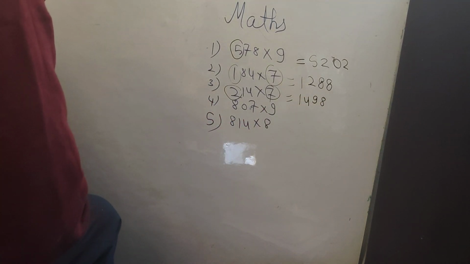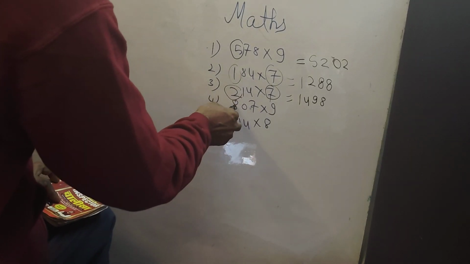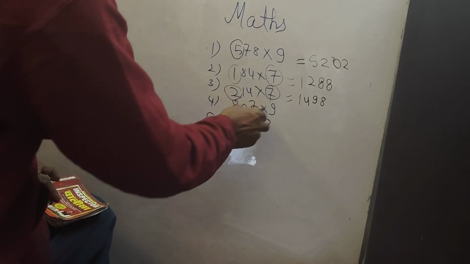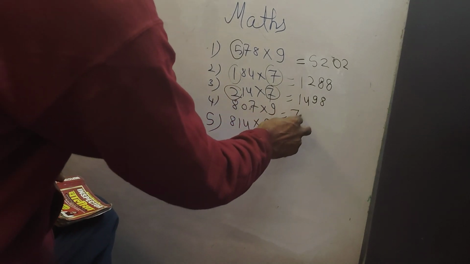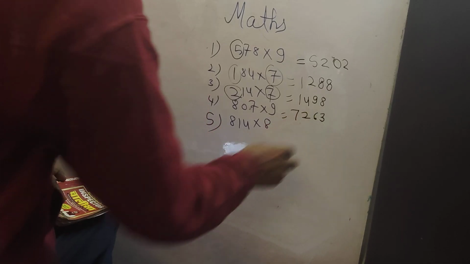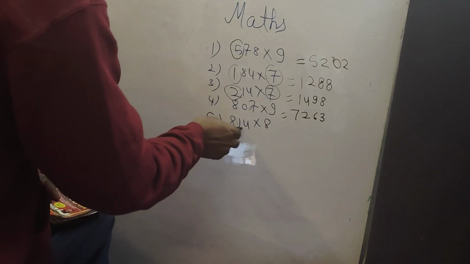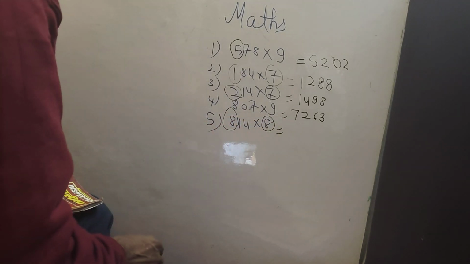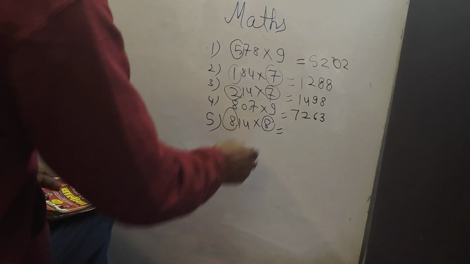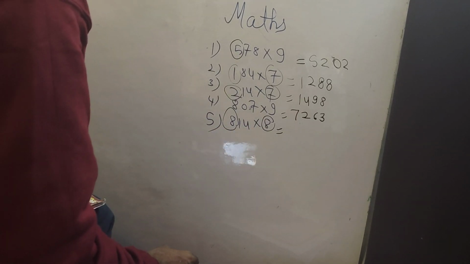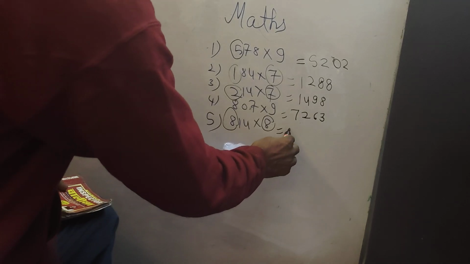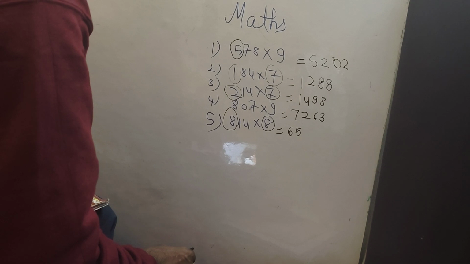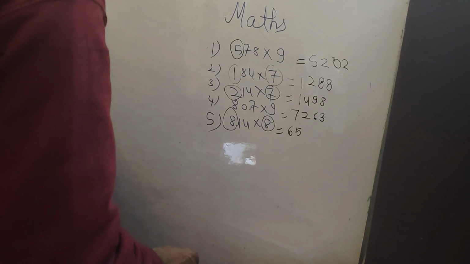Next is 807 multiply 9. So 800 multiply 9 is 7200. Now 0 we remove. Next is 63. 7 times 9 is 63. So 7263. Next is 814 multiply 8. So 800 multiply 8 is 6400. 6400 put in mind. Now 10 into 8 is 80. 6480 plus 32. 6400 plus 80 plus 32, so 6512.